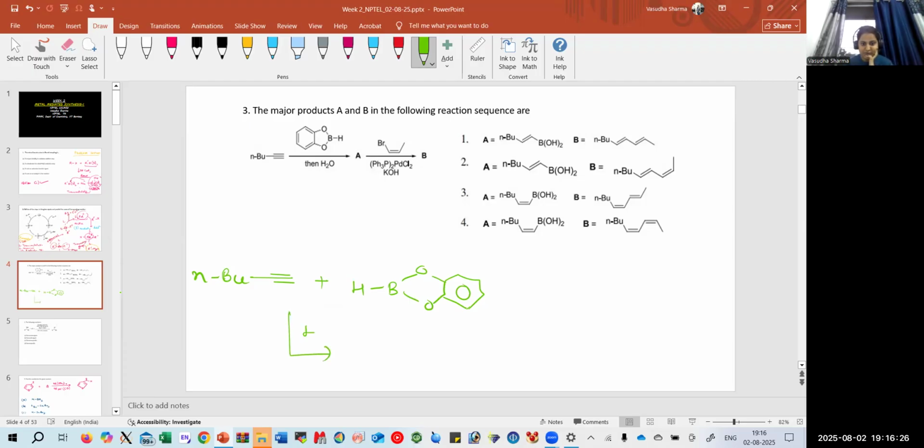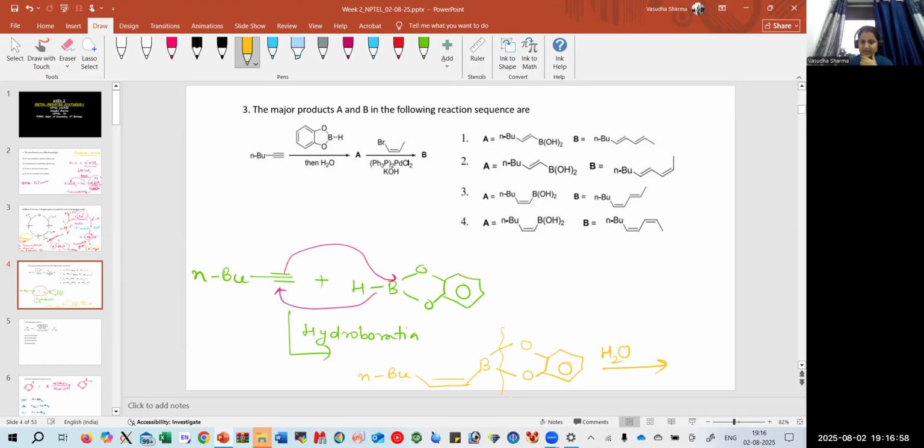Now this undergoes a hydroboration, meaning the H will transfer to one carbon and the other carbon will be attached with the boron. So this will attack here. So this is called hydroboration, forming N-butyl boron, and this will be this way, right? After that, it has to be treated with water, and the OH will attack onto your boron system, forming boric acid and giving you a catechol, OH and OH.